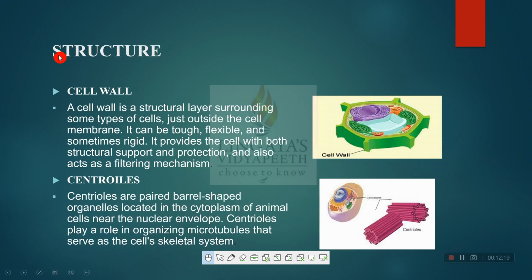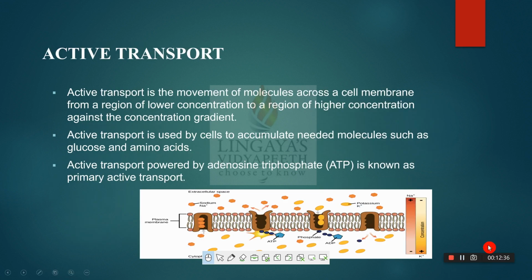Now talking about the different functions that are performed by the cell itself. Alright, so the first function the cell performs is transportation. It performs transportation in two ways. The first one is active transport and the second one is passive transport. Talking about active transport in detail.